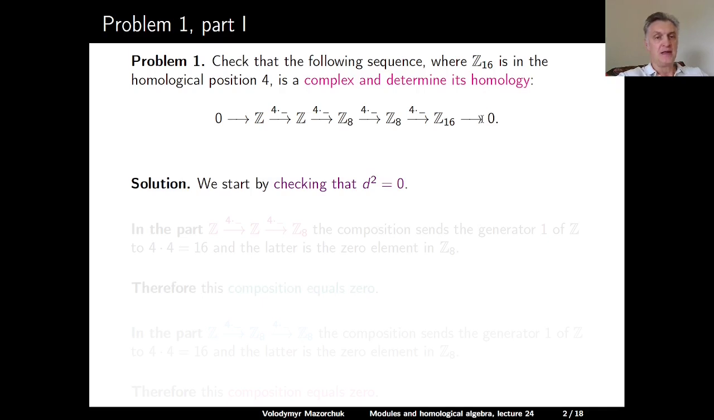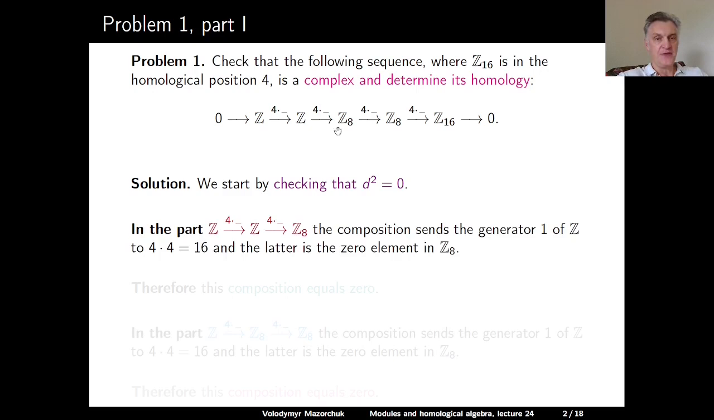Solution. Let us start by checking that the square of the differential in this sequence is equal to 0. In other words, that the sequence is a complex. In the first non-trivial part, we have a map from Z to Z and then to Z sub 8, where both maps are given by multiplication with 4. The composition multiplies by 4 times 4, which is 16, and so it sends 1 from here to 16 in Z8, which is 0. So this composition is the 0 map.